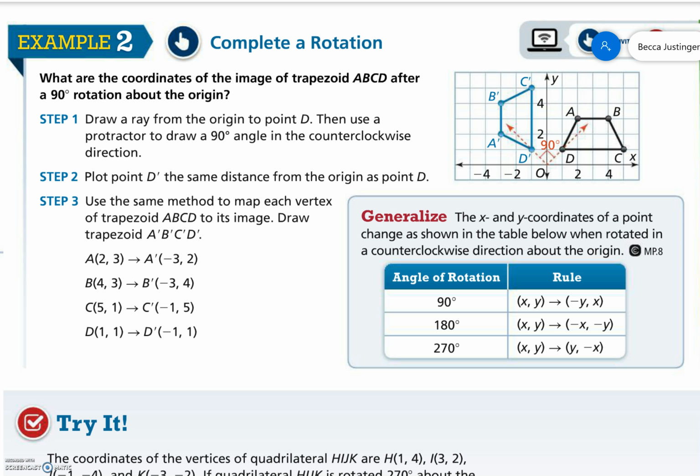So if we look at our original trapezoid ABCD, it has been moved 90 degrees. 90 degrees means it goes in the other quadrant. Remember, we label our quadrants 1, 2, 3, 4. So we rotate in the order that we label our quadrants. So if something starts out in quadrant 1, we know it's going to end in quadrant 2 if it's a 90-degree rotation.